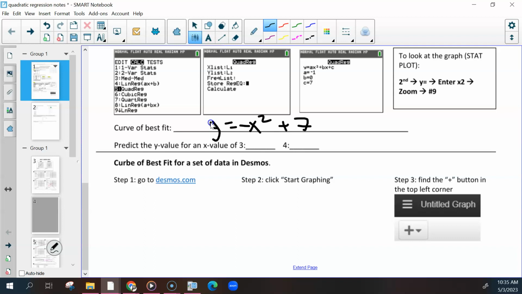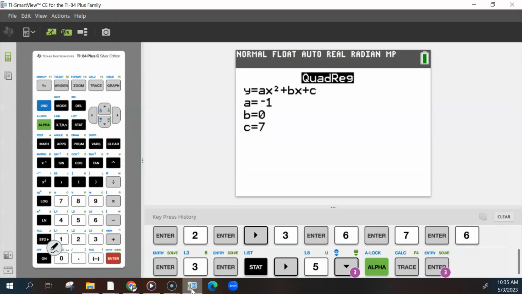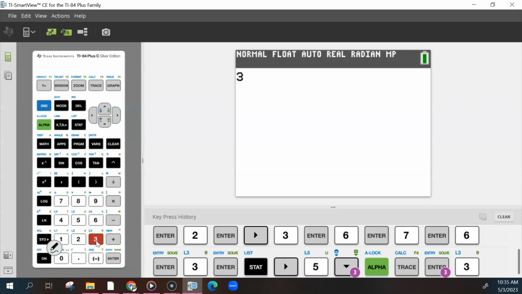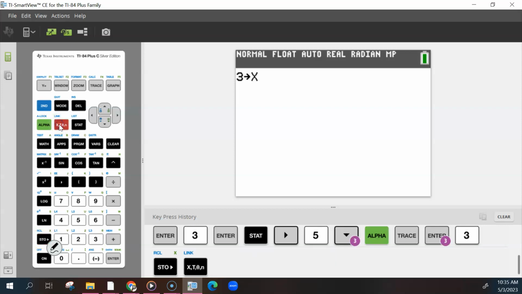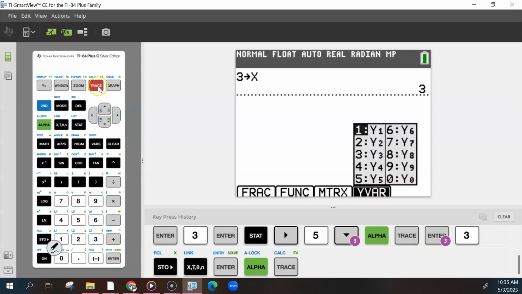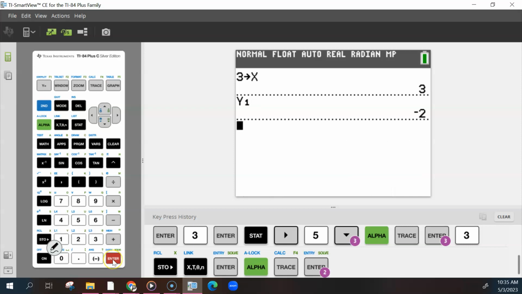Just like with the line of best fit or the linear regression, to predict a y value when given x values, we're going to store these values as x values. So I'm going to hit 3, and then the STO above on, and then x, and then enter. Now that 3 is stored for x, I'm going to go back and grab my equation, alpha trace. Wherever you stored it, hit enter or that number, and then enter once more. So y equals negative 2.